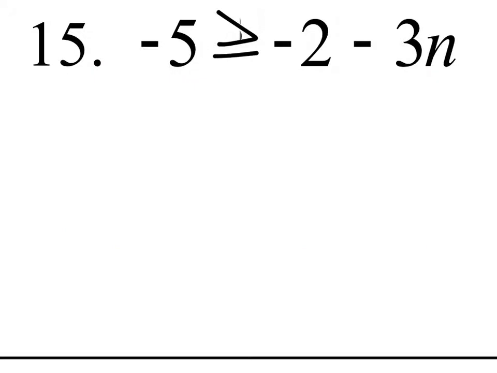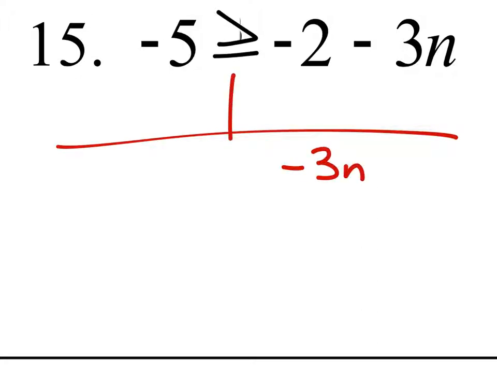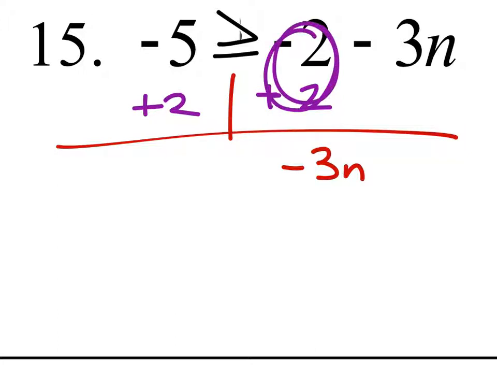So the first thing we want to do, just like on an equation, is get this negative 3n all by itself. We don't want that negative 2 there, so what do we do to get rid of it? We have to add 2, because that makes it a 0, just like in an equation. Then I've got negative 5 plus 2, which is negative 3.